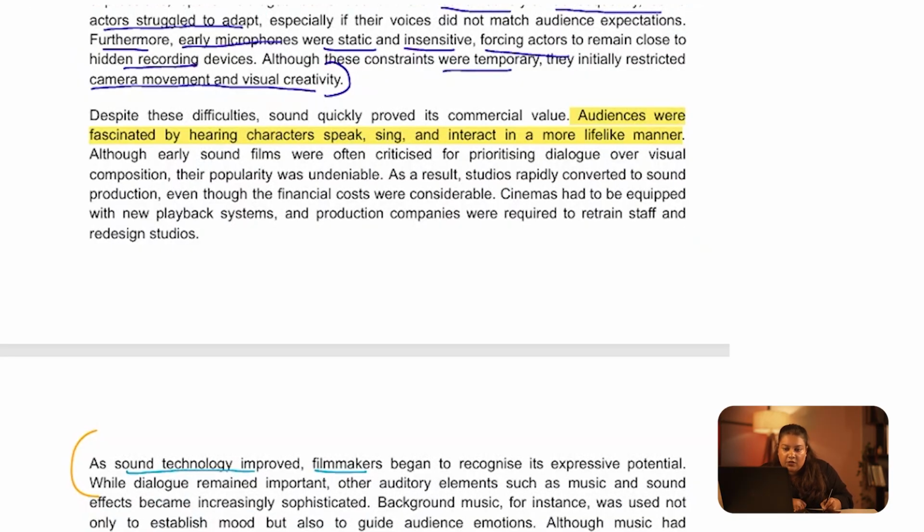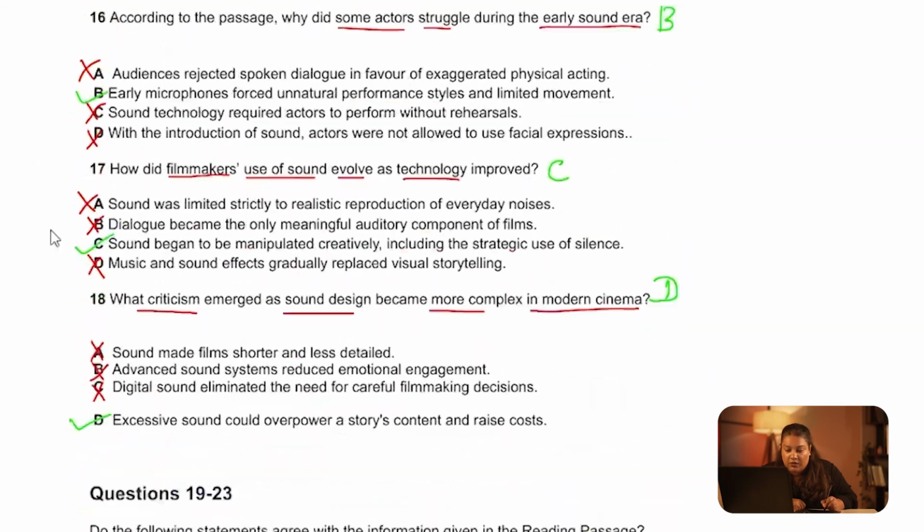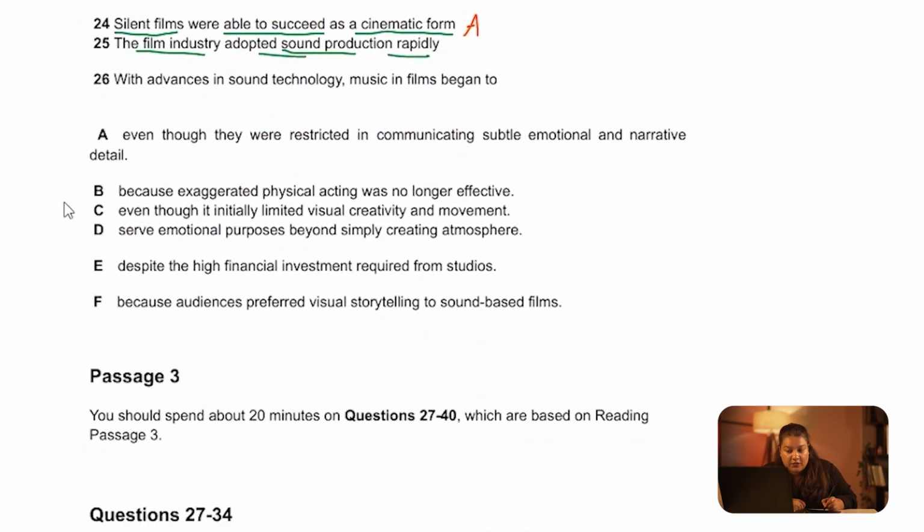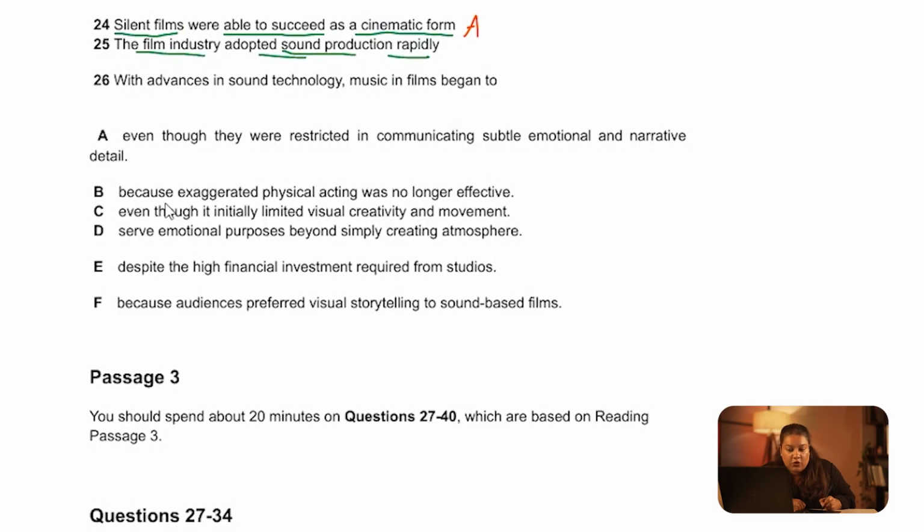So here it does talk about despite these difficulties, sound quickly proved its commercial value. So here again it says as a result, studios rapidly converted to sound production even though the financial costs were considerable. Equipped with new playback systems, production companies were required to retain. Okay, so here we have it talking about how rapidly it became widely used among the industry, even though it was expensive. So option A is already used, so we cannot use that.